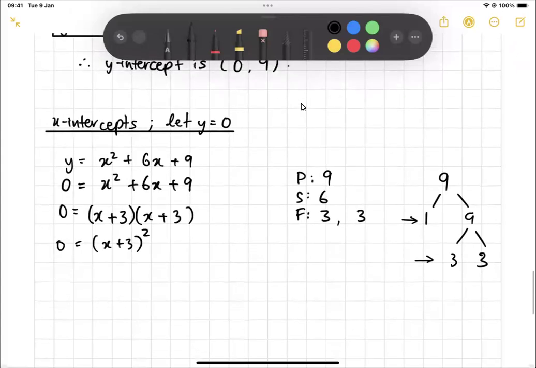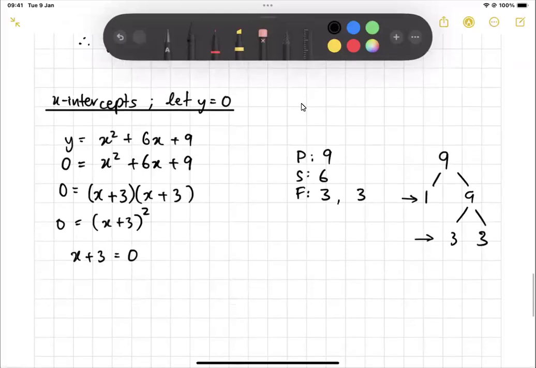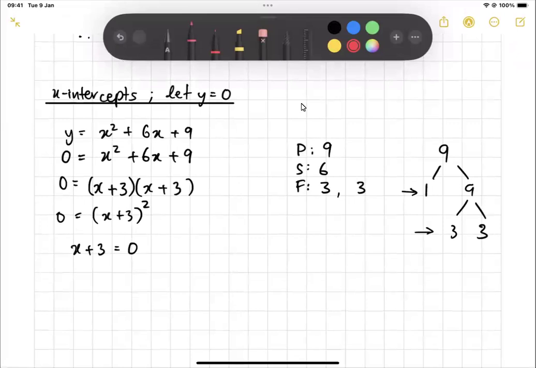So rather than that, I'll write down x plus 3 equals 0. I don't need to write the other option because the other option is going to be the exact same. So I'm just going to work this out. x plus 3 equals 0. I want x by itself, so I'm going to subtract 3 on both sides, do the opposite, and x will equal negative 3.